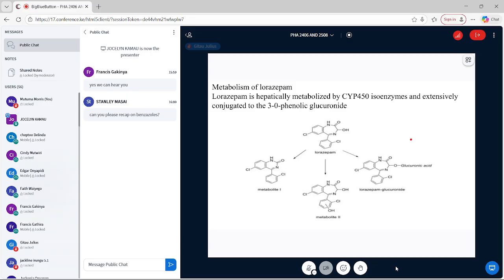Razepam also is hepatically metabolized by cytochrome P450 enzymes and extensively conjugated to the 3-O-phenolic group. And we said because this ring is there, again, it can go oxidative hydroxylation at that ring. And you can see the razepam has a chloro group there and has a chloro group there also, just like, of course, all the others also. So then it has an NH there, it has the hydroxyl group there. So it can undergo oxidative hydroxylation at that position of that ring. And also it can undergo direct glucuronic conjugation, as we have already discussed.